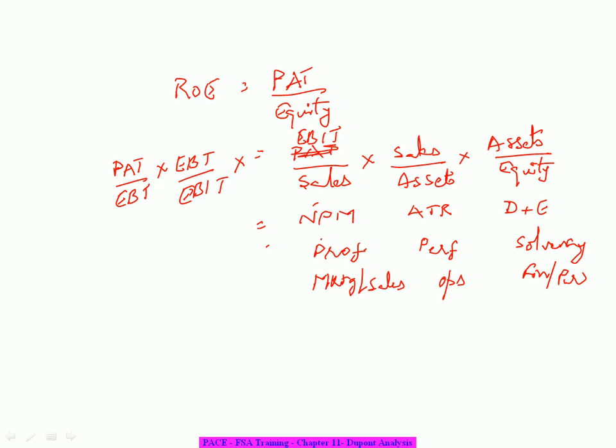The only difference now is that instead of net profit margin, this becomes EBIT margin. This is also a marketing or sales related function, a profitability ratio itself. But along with that, there are a couple of more things. PAT by EBT will tell me how effectively my tax management is happening, because the difference between PAT and PBT is only tax. So how good is my tax management?